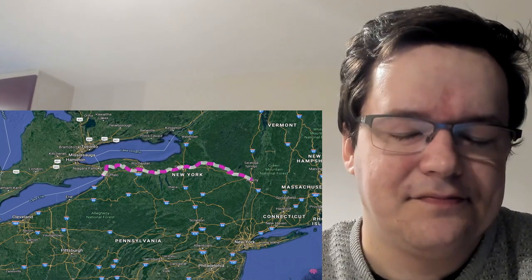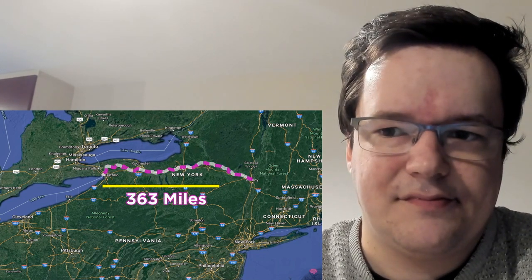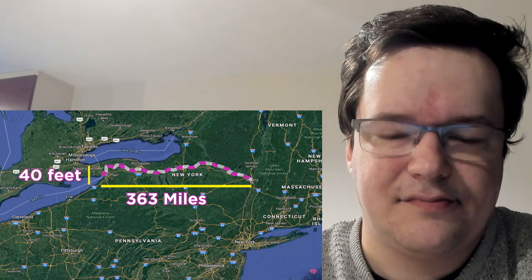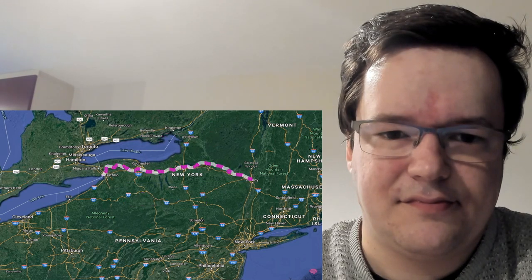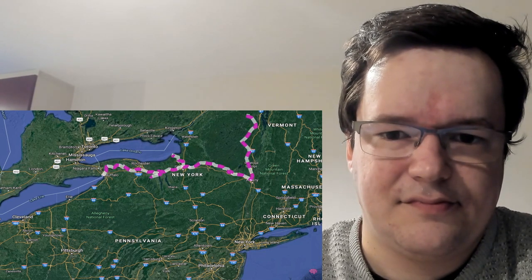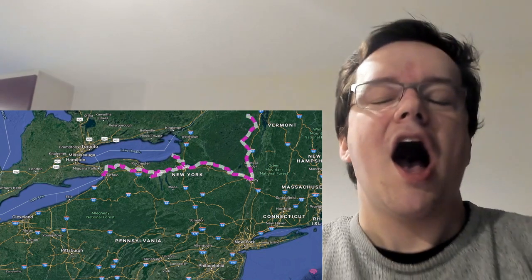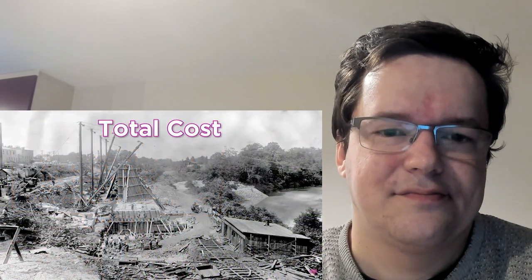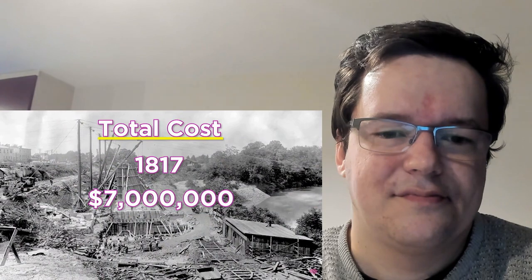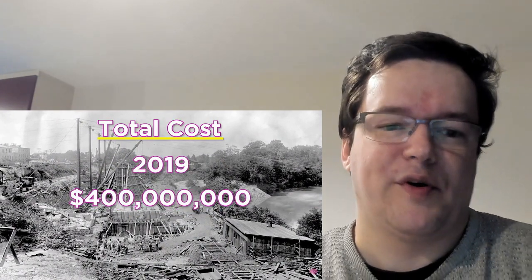The initial canal extended over 363 miles long, 40 feet wide, and on average 4 feet deep. There were some later additional canals like the Oswego Canal, Champlain Canal, and Cayuga Seneca Canal. The Erie Canal is the main reason why New York became the largest financial hub of the United States. Its construction began in 1817 and did not finish until 1825. It cost $7 million. That's well over $400 million in today's money.